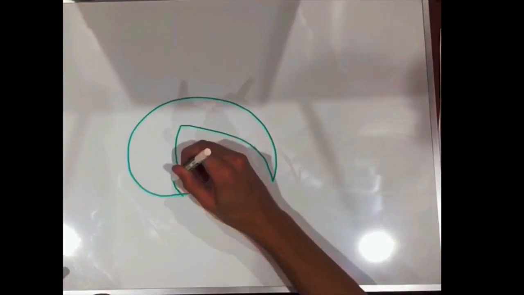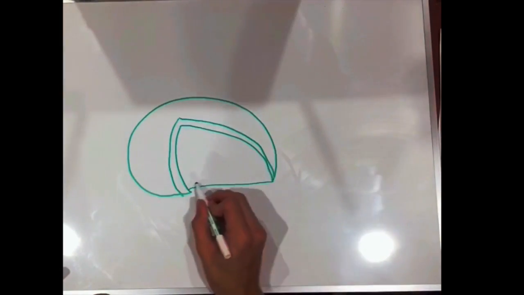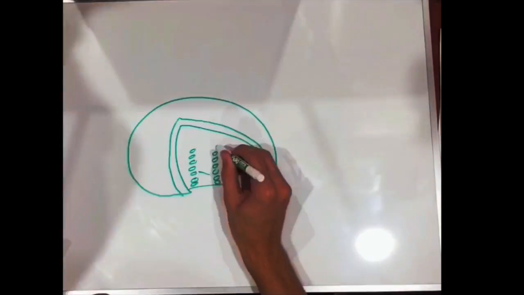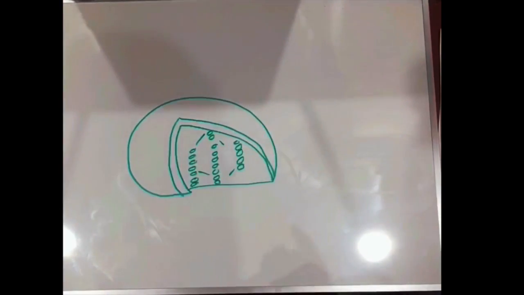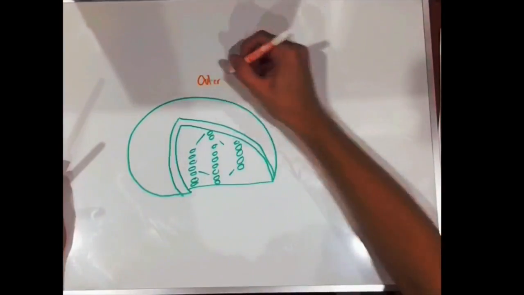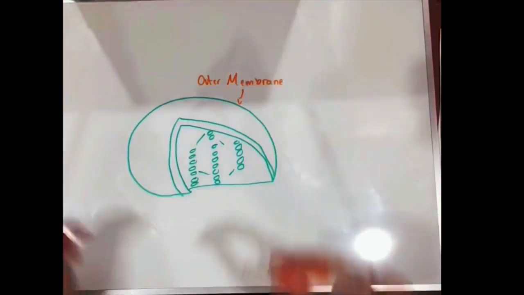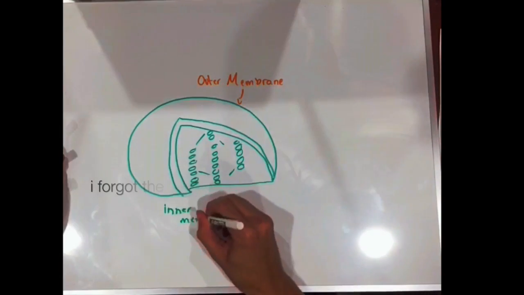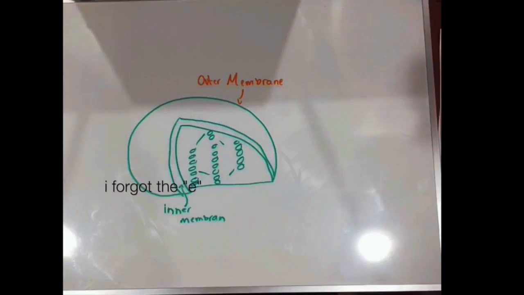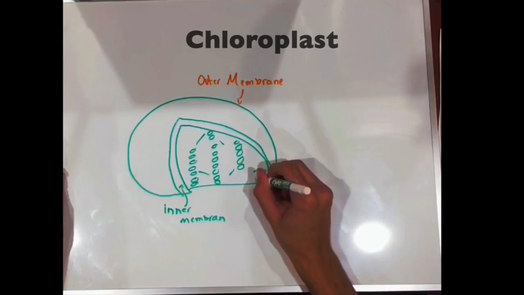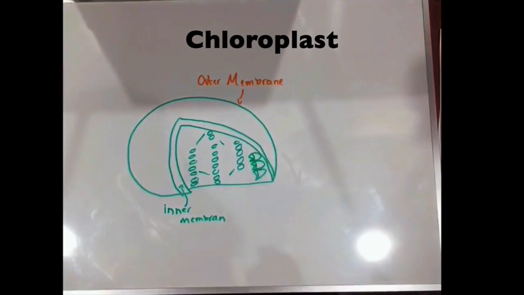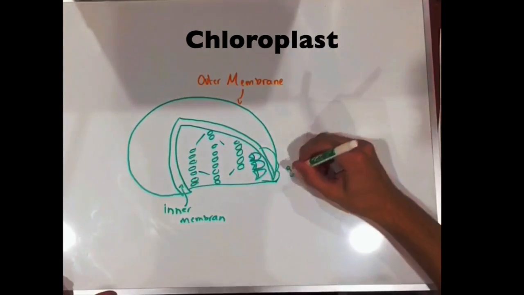Here is a picture of a chloroplast. Chloroplasts have an outer membrane, an inner membrane, and are composed of tiny little pancake-like structures called thylakoids. Thylakoids are where the light reactions take place. A group of thylakoids is called a granum. The outside of the thylakoids is called the inner membrane space.